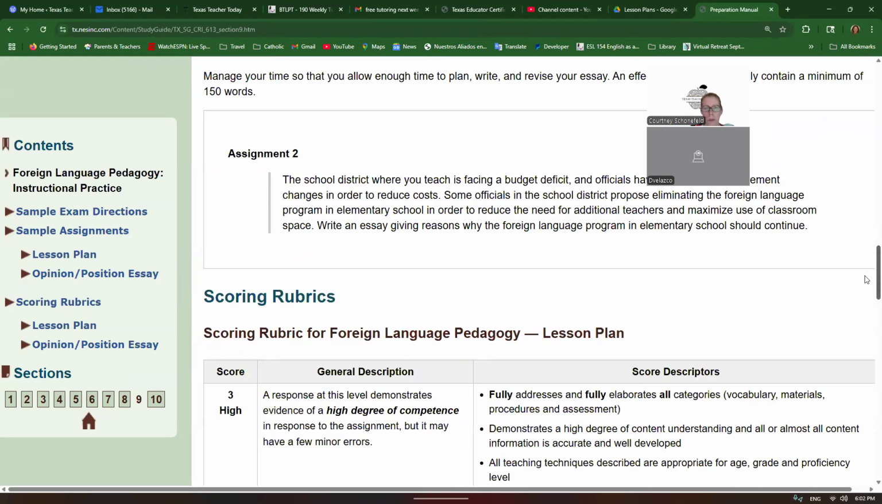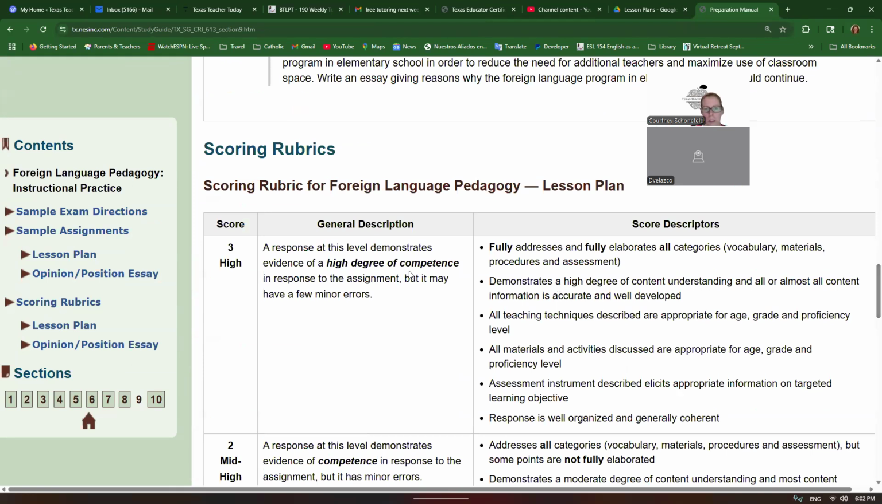And let's look at a rubric of how to get a perfect score. You need to fully address all categories: vocabulary, materials, procedures, and assessment. Show a high degree of content understanding, and your information needs to be accurate and well developed. Your teaching techniques need to be appropriate for the age, grade, and proficiency level. The materials and activities must be appropriate for the age, grade, and proficiency level. The assessment instrument described elicits appropriate information on the targeted learning objective. Response is well organized and generally coherent.